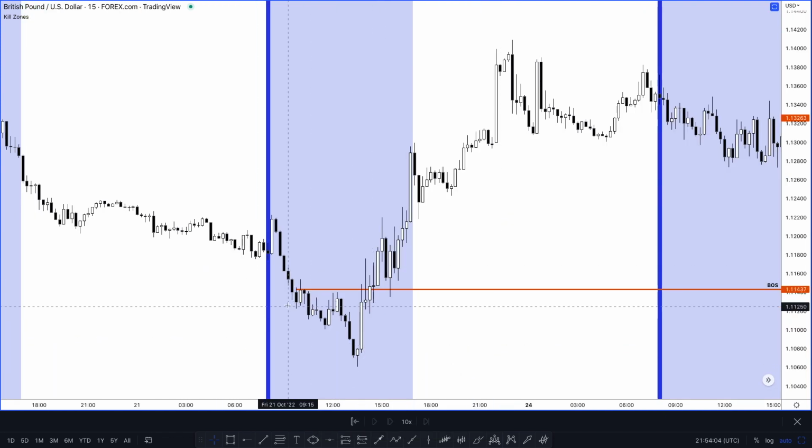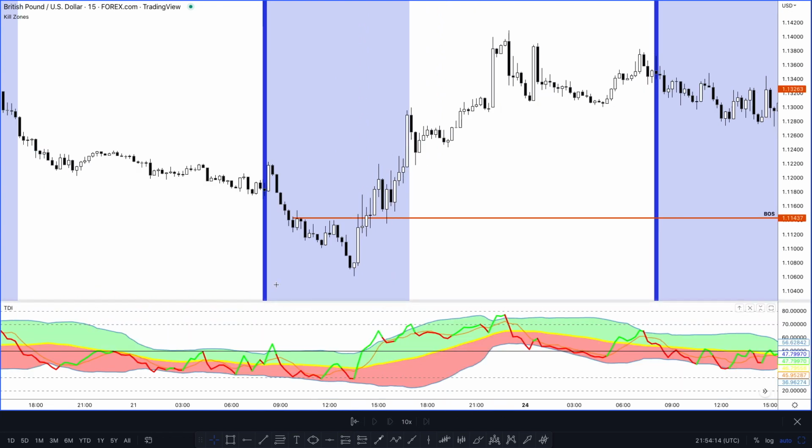Okay, so seeing the same type of setup here, we can see that there's a break of structure in the market over here in the London session. And you could have taken this trade setup like that. Let's just open the TDI and you'll see what I'm saying. So you can see the TDI had gone to the strong buy zone. It had given us a breakout.